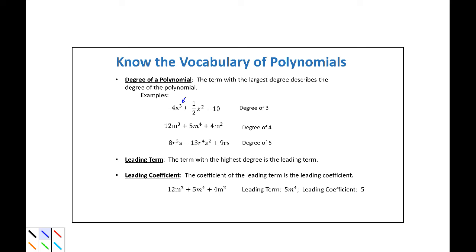12m cubed plus 5m to the fourth plus 4m squared has a degree of 4 because that is the largest exponent. We have 3, 4, and 2. 4 is definitely the biggest.